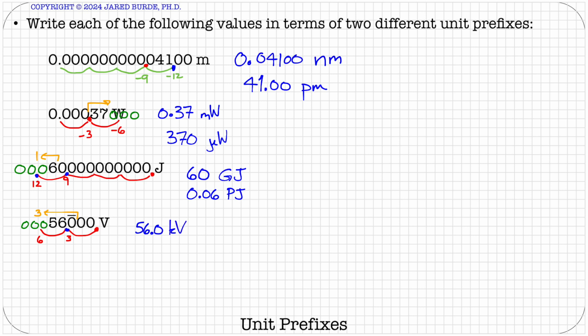Or I could go all the way over here, and this would be 0.0560. I have to keep a significant 0 here because I have a significant 0 there, and 10 to the 6 is mega, and so this would be megavolts.